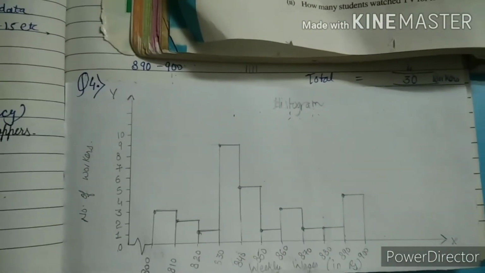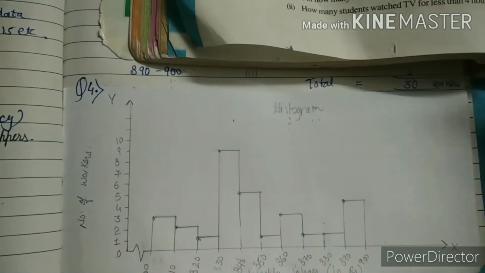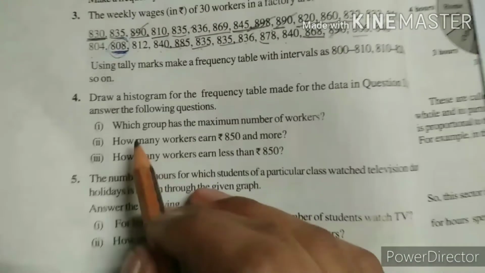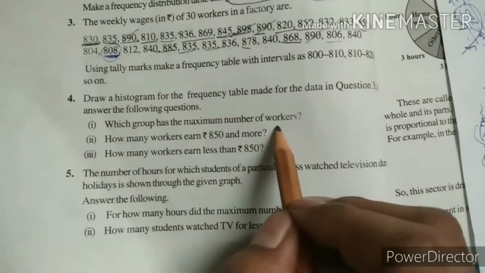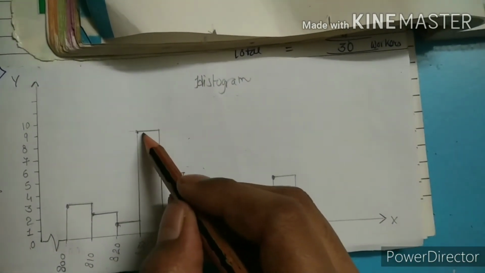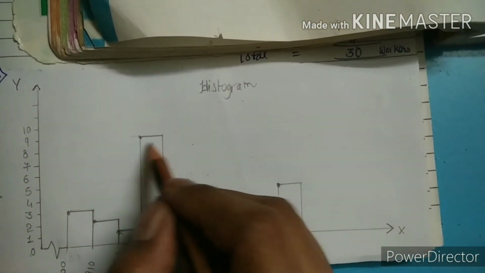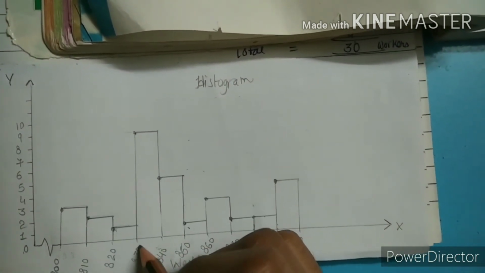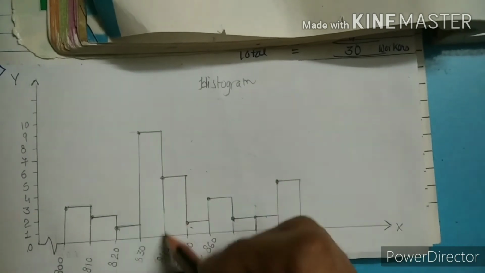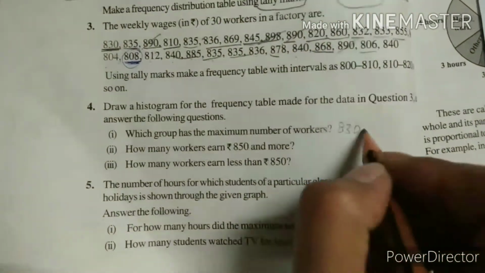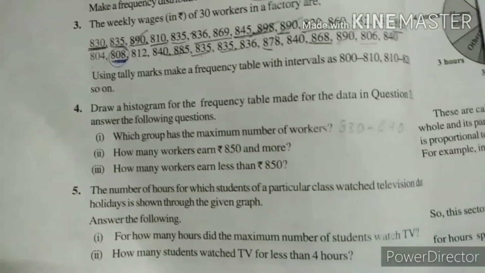Okay, now we will go to the questions that the book has given. The first question is, which group has the maximum number of workers? We have to find the greatest bar and see its two legs. The first leg is 830 and the second leg is 840. So 830 to 840 is the answer to the first one.